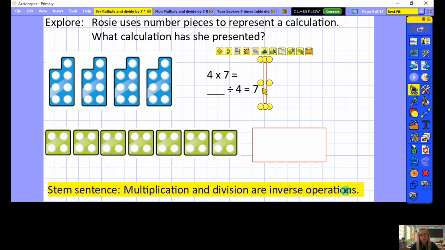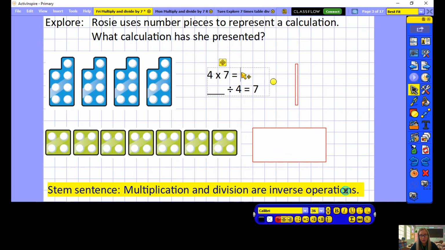4 times 7. OK, so let's just think about the multiplication first of all. So 4 times 7. So if I counted in groups of 7 again, we can do 7, 14, 21 and 28. So 4 times 7 is 28. Let's add that into our answer here.